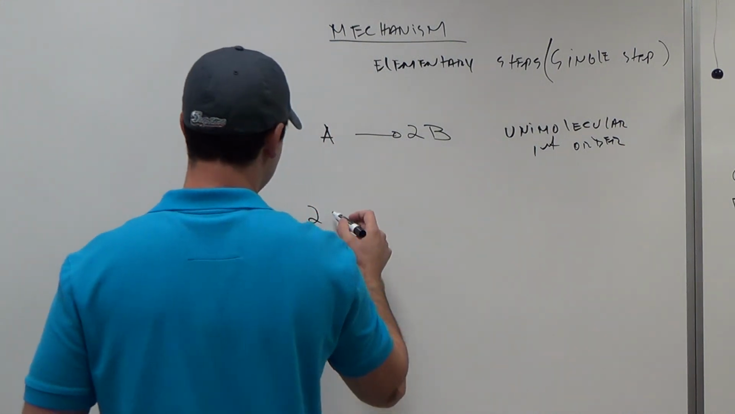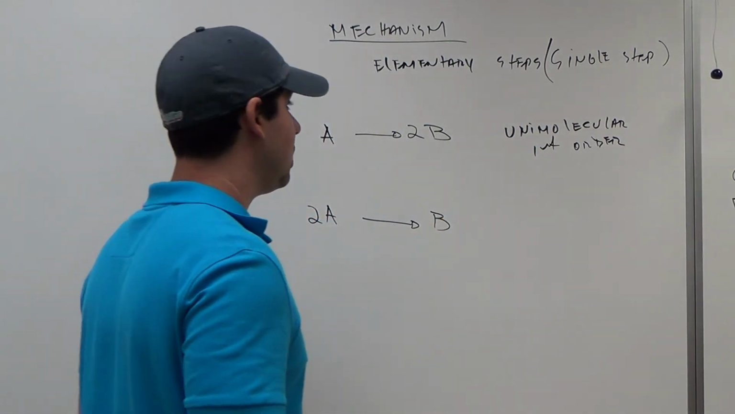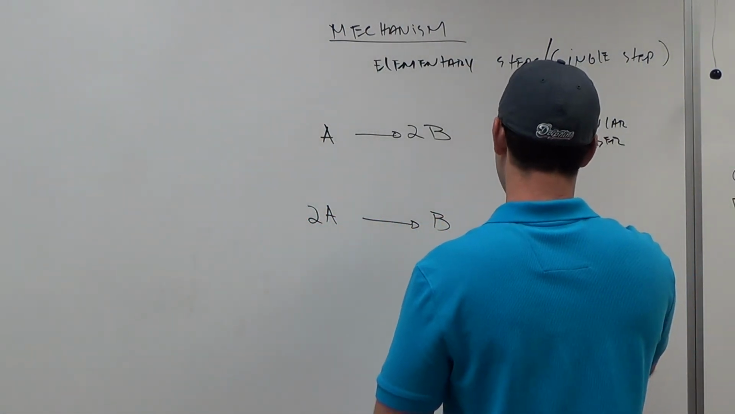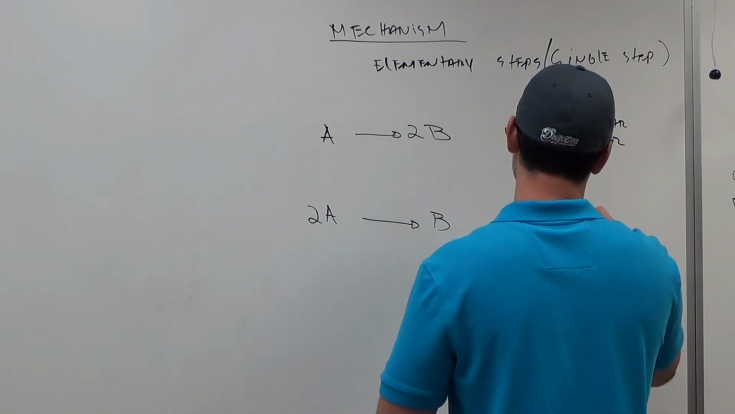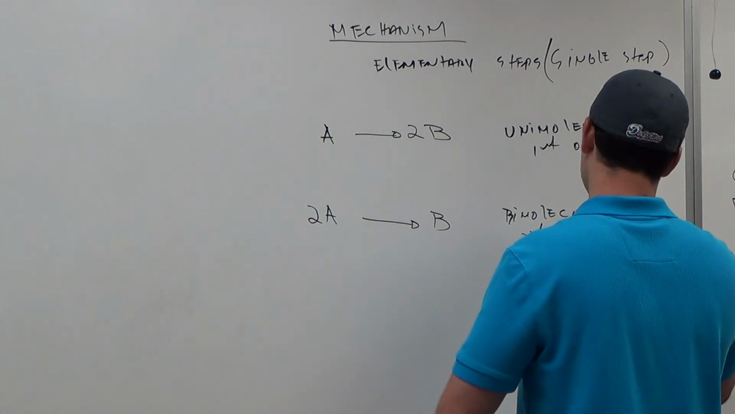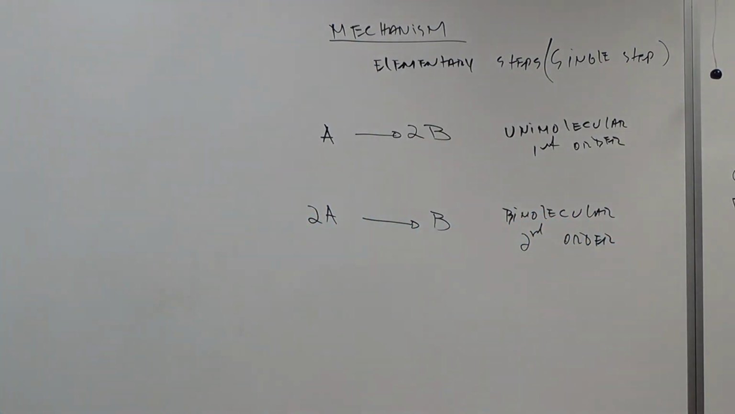And if it were like this, 2A gives you B. What this process would be what? Bimolecular. How many molecules? 2 molecules. What order should that be? Second order. And if it were 3 of them, that would be termolecular. Not T-U-R-T. T-E-R-T.